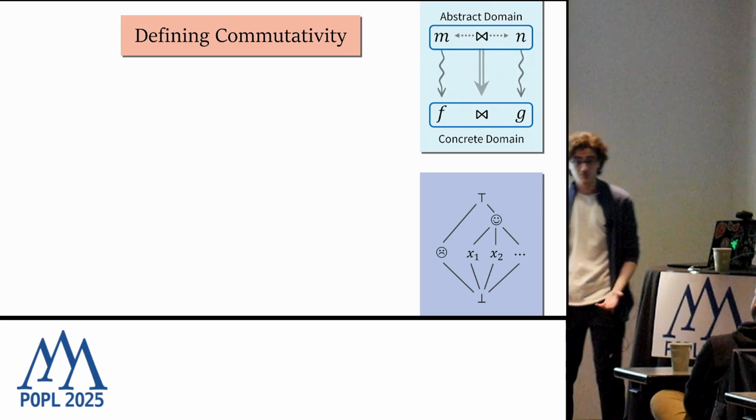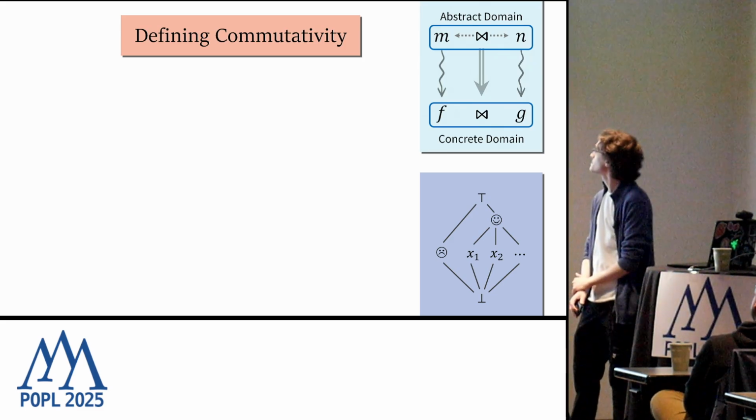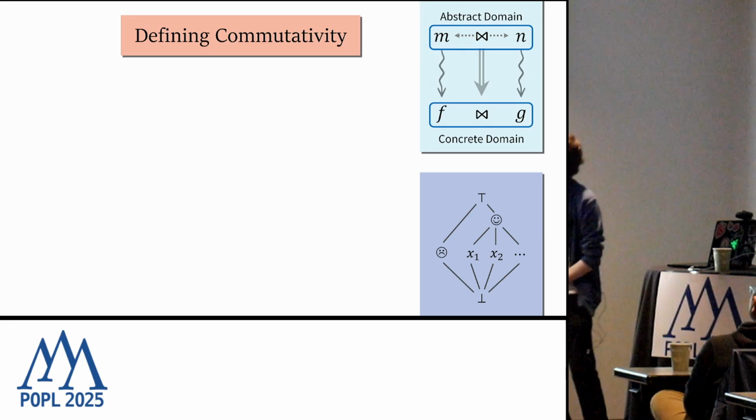So now let's actually define commutativity, both in our concrete and abstract spaces. And then we're almost there. Then we can get to our sound commutativity result.